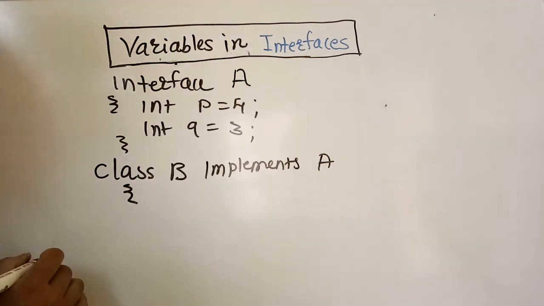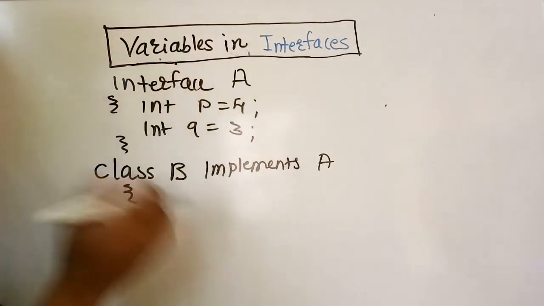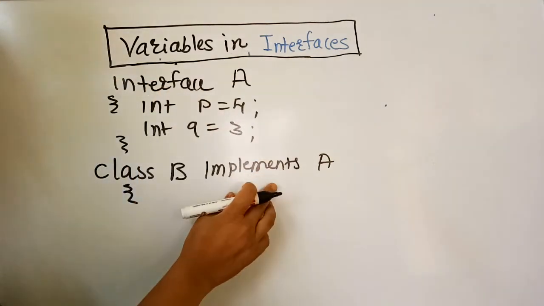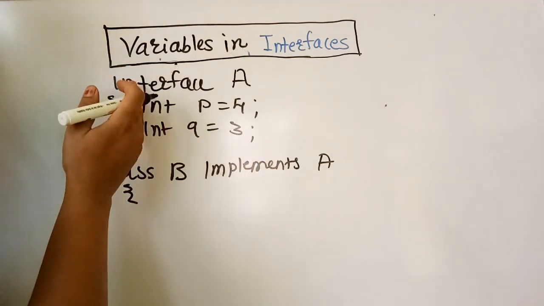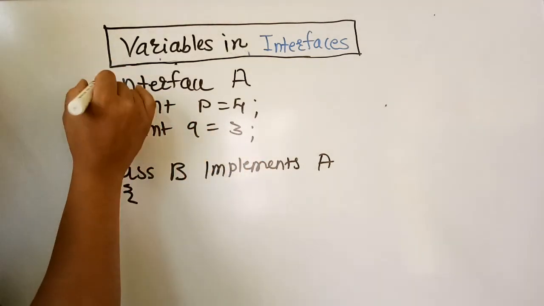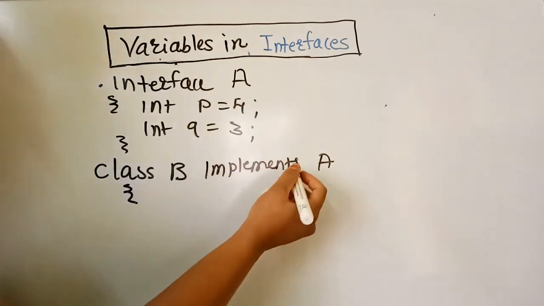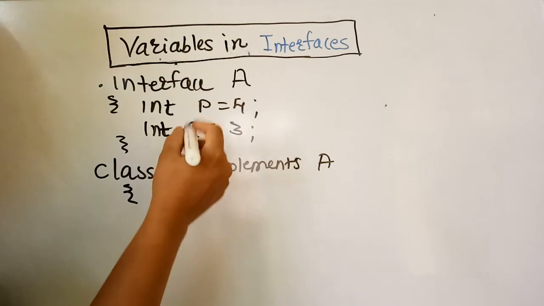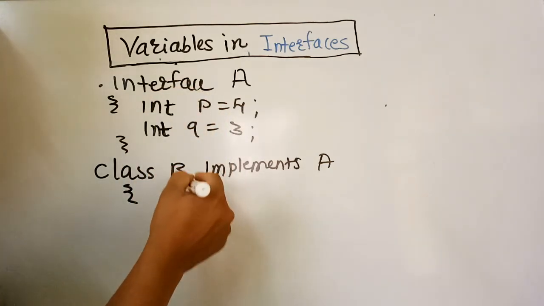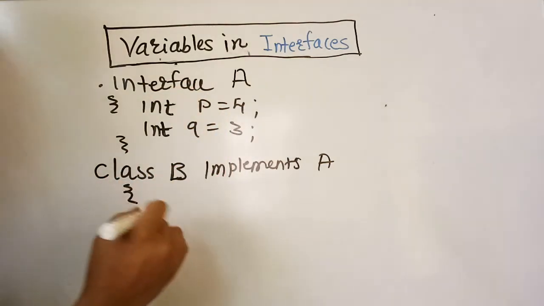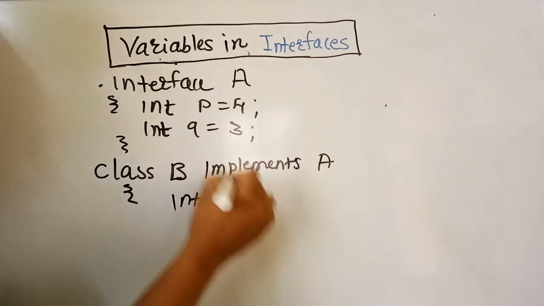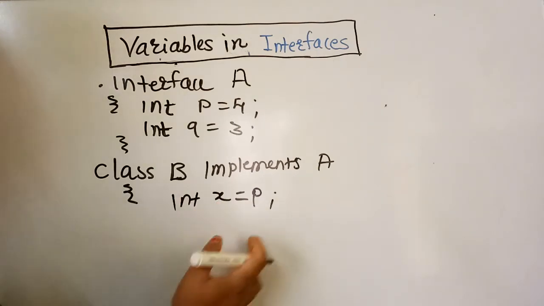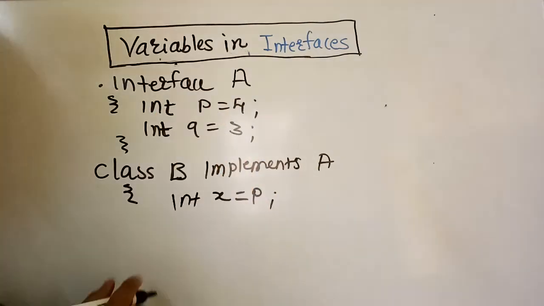Now we can directly use these variables in this class. Basically, the interface can have its own variables in a global nature, so they can be used directly, without any conversion, in other classes. For example, I write int x equals p, which means p's value is supplied to x, because p is globally available here.